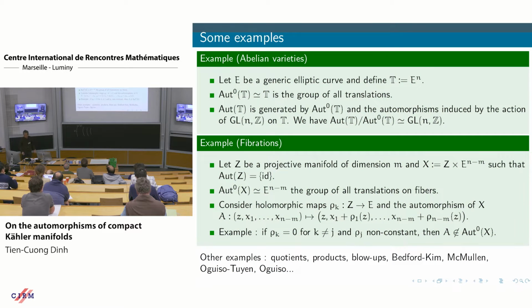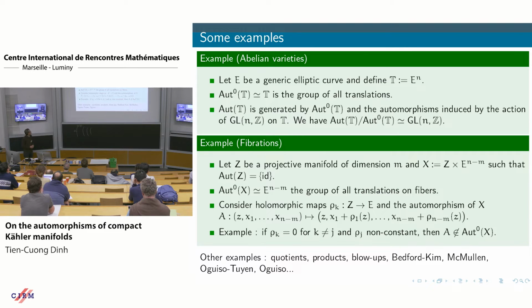Okay, so let me give you two examples, which are very simple to understand. The first example is the following. You take the power n of a generic elliptic curve, E^n. We see that Aut_0 is just the set of translations on the torus T, and Aut(T) is generated by Aut_0 and the automorphisms induced by GL_n(Z), because here E is generic. If E is not generic, then you have a little bit more automorphisms. So in this case, the quotient is GL_n(Z).